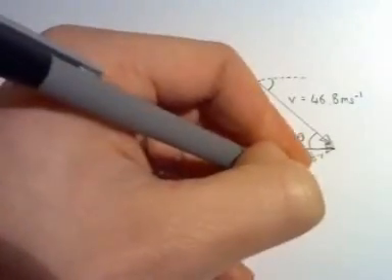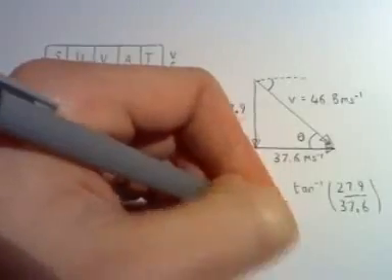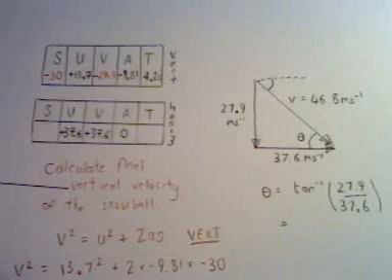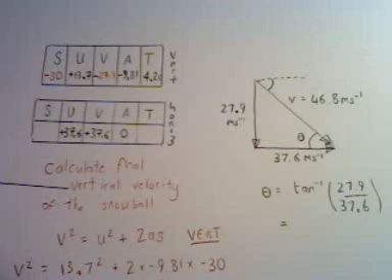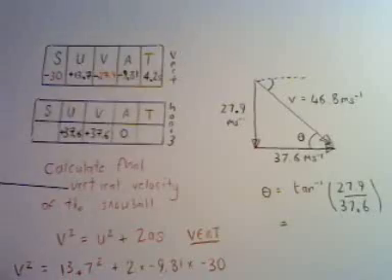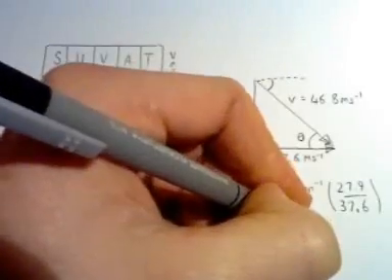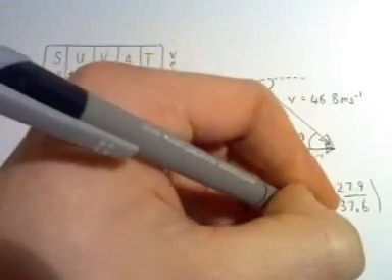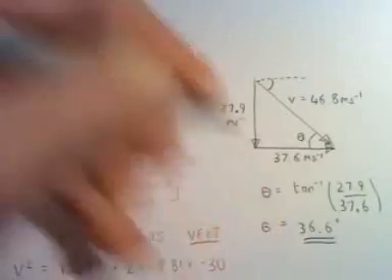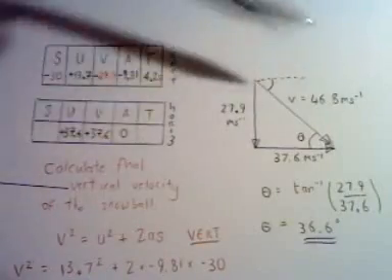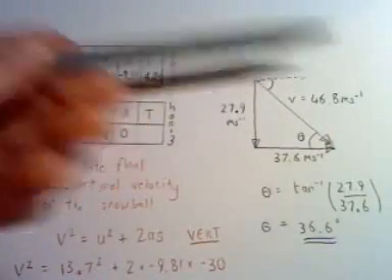it's going to be the inverse tan of 27.9 divided by 37.6, and we just calculate that to give us our final result there. Don't forget to put your calculator in degrees mode if you had it from radians mode, and that gives us 36.6 degrees is the final angle of our snowball, angle below the horizontal.